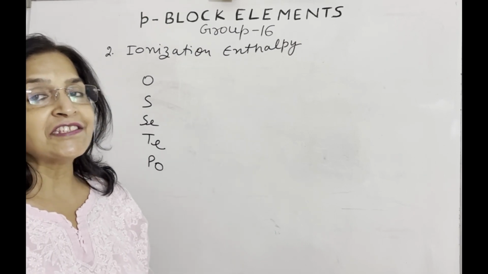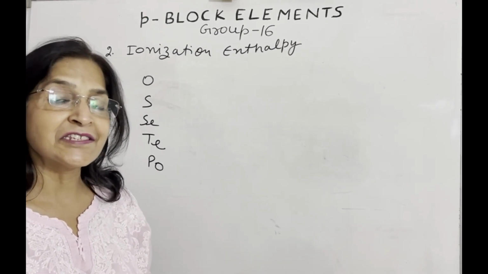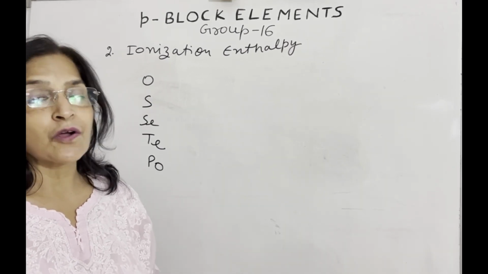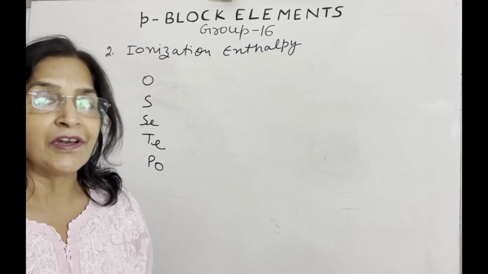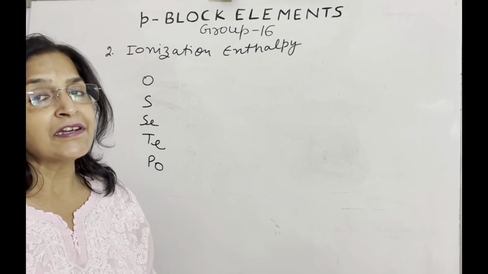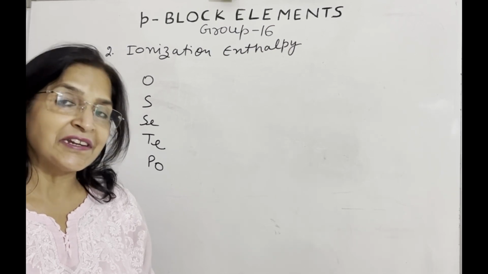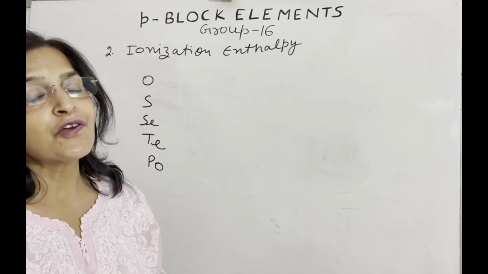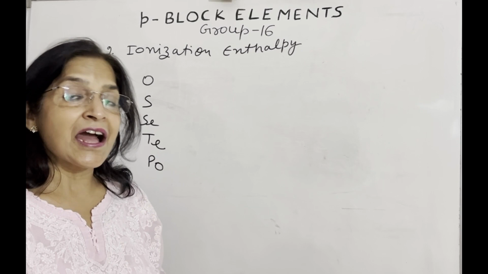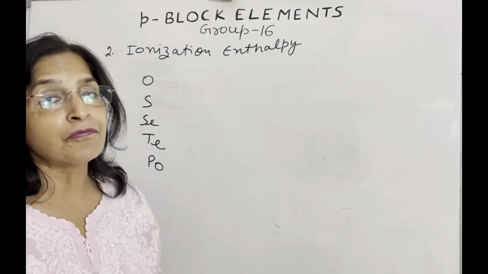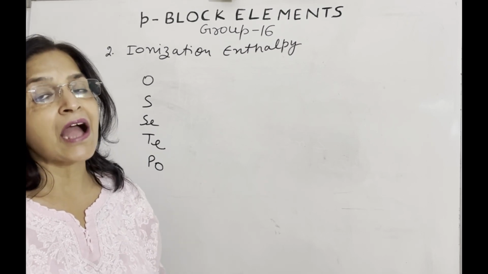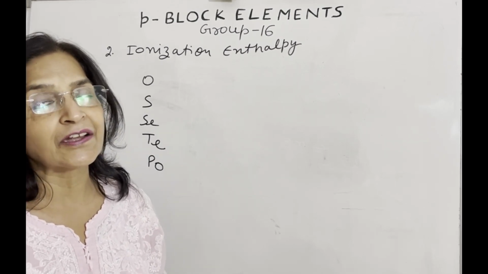The first ionization enthalpy of these elements is smaller than the group 15 elements because the p orbitals of group 15 elements are half filled, and we know the stability of half-filled orbitals is more because the half-filled configuration is considered a symmetrical configuration. But the second ionization enthalpy of group 16 elements is higher than that of group 15 elements because after removing one electron, group 16 elements also acquire a half-filled electronic configuration.